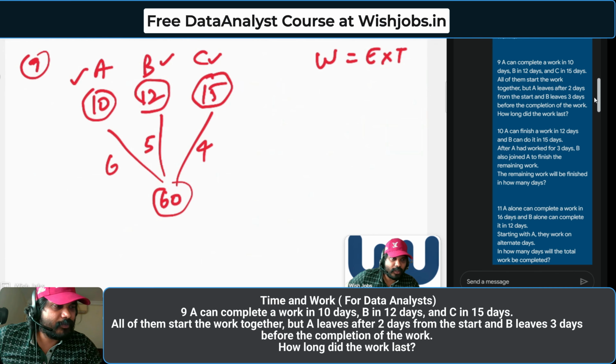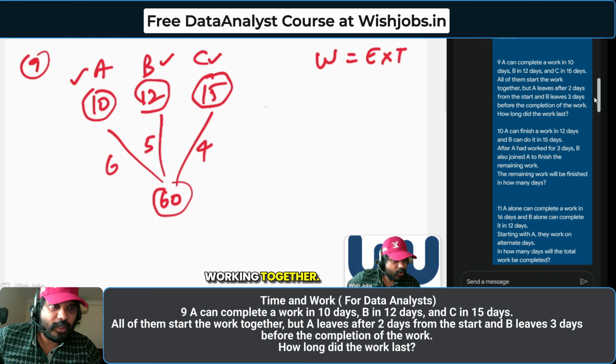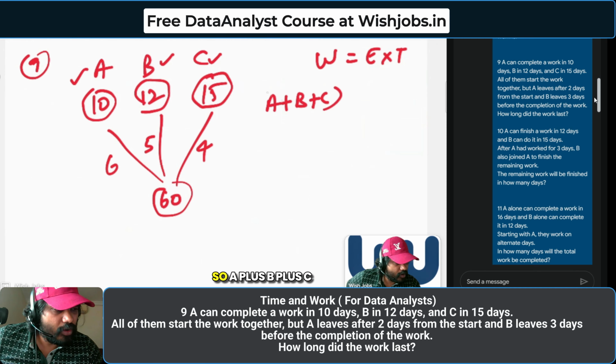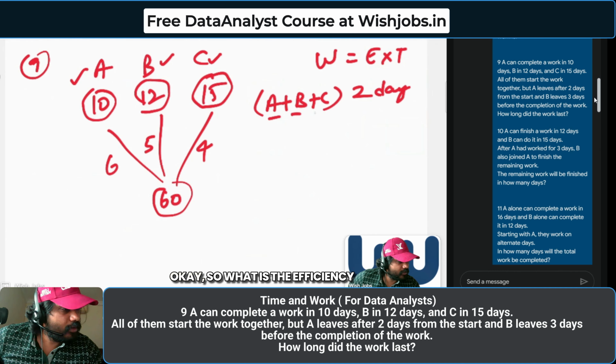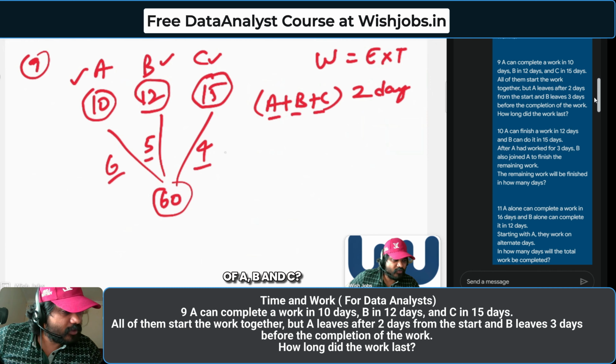The first statement: all of them started working together, but A leaves after 2 days. So A plus B plus C worked for 2 days. What is the efficiency of A, B and C? 6 plus 5 plus 4, which is 15. So with 15 efficiency, they worked for 2 days. So they completed 30 work. From 60, they completed 30.